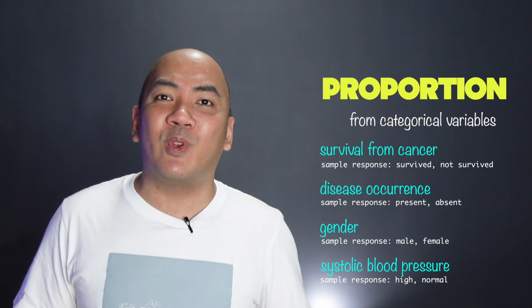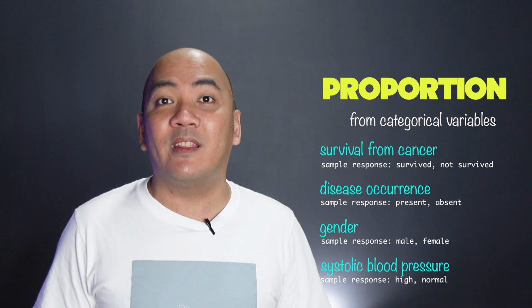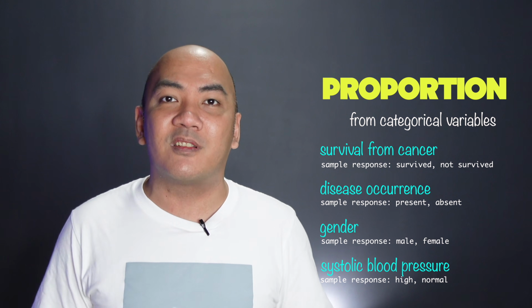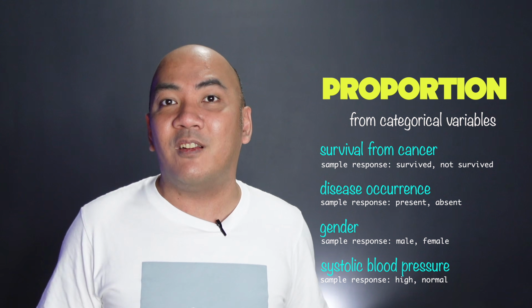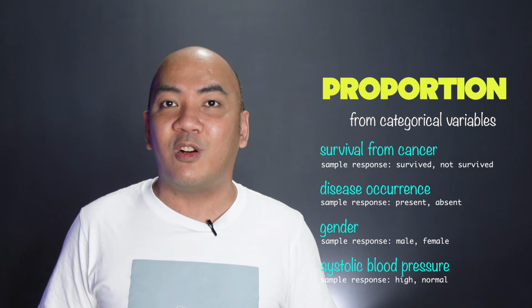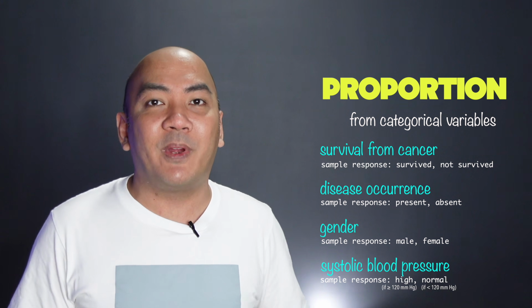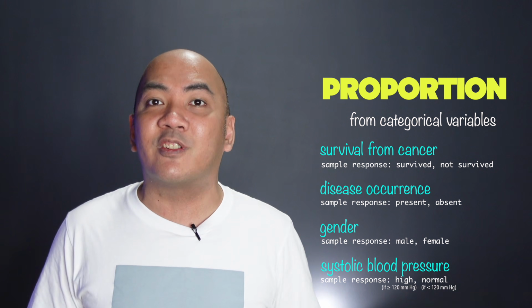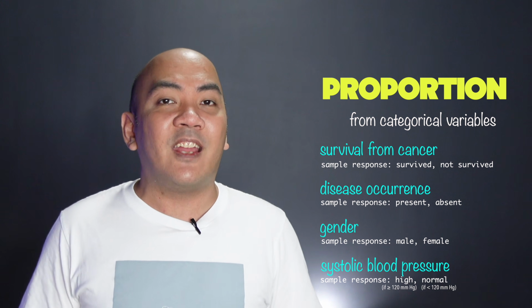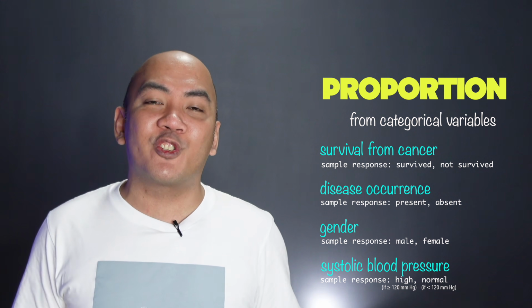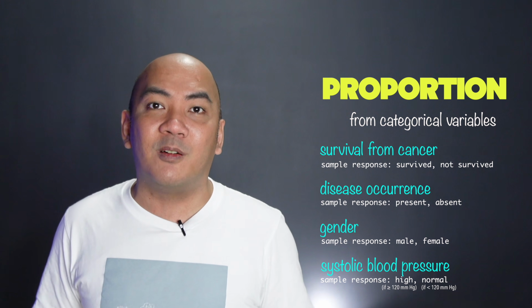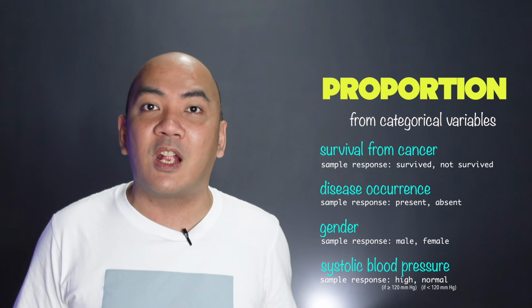So this shows that when we speak of proportions, we are dealing with naturally categorical variables. Or maybe numerical variables but then converted to categorical variables upon reaching a certain cutoff. Just like systolic blood pressure, which are originally in millimeters of mercury, but then categorized as high or normal. In this video, when we speak of proportions, we are dealing with categorical variables with only two possible outcomes.